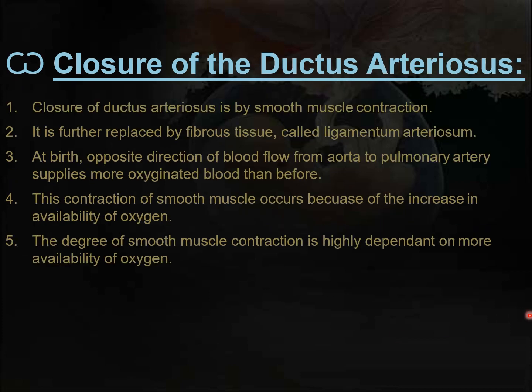Next is the closure of the ductus arteriosus. The ductus arteriosus closure is also occurring by smooth muscle contraction, and after the closure it is known as ligamentum arteriosum. At birth, the opposite direction of blood flow from the aorta to the pulmonary artery supplies more oxygenated blood than before. This contraction of smooth muscle occurs because of the increase in availability of oxygen. The degree of smooth muscle contraction is highly dependent on the availability of oxygen. Because of the high availability of oxygen, this will get closed.